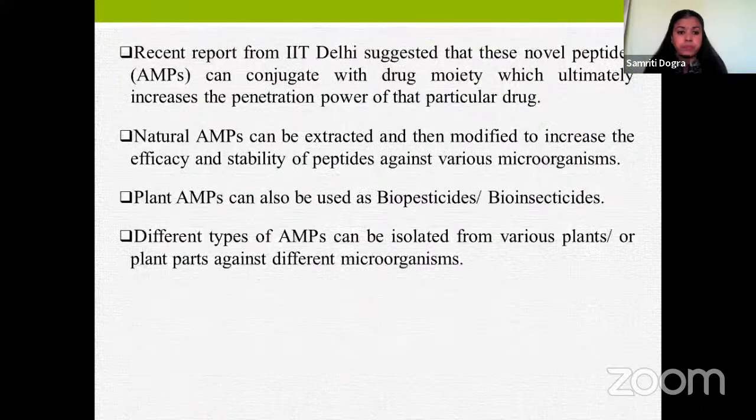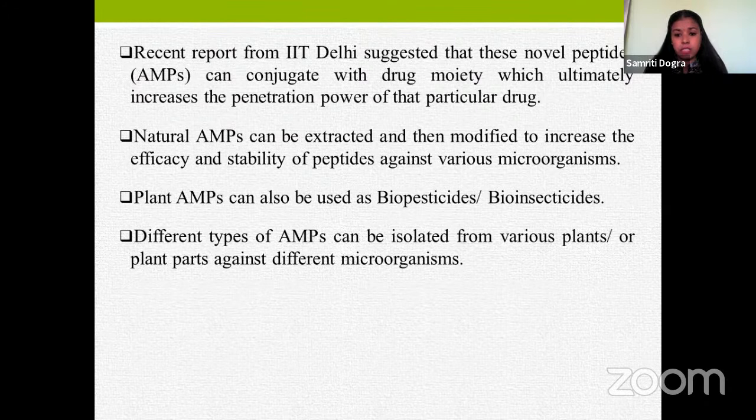Recent studies from IIT Delhi suggested that these small novel peptides can conjugate with already existing drug moieties, which ultimately increases the penetration power of that particular drug. So natural PAMPs can be extracted and then modified to increase the efficacy and stability of the peptide against various microorganisms. Plant AMPs can also be used as biopesticides and bioinsecticides.